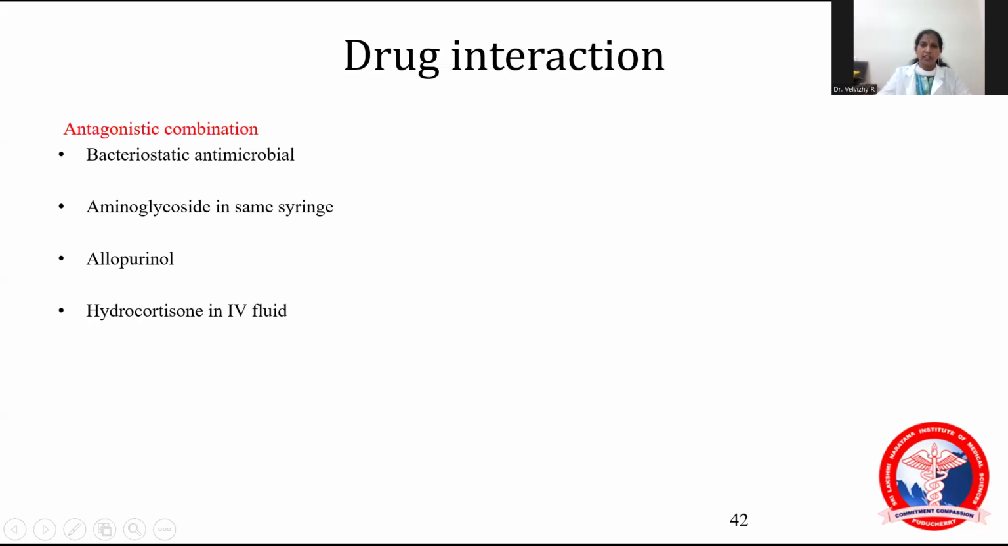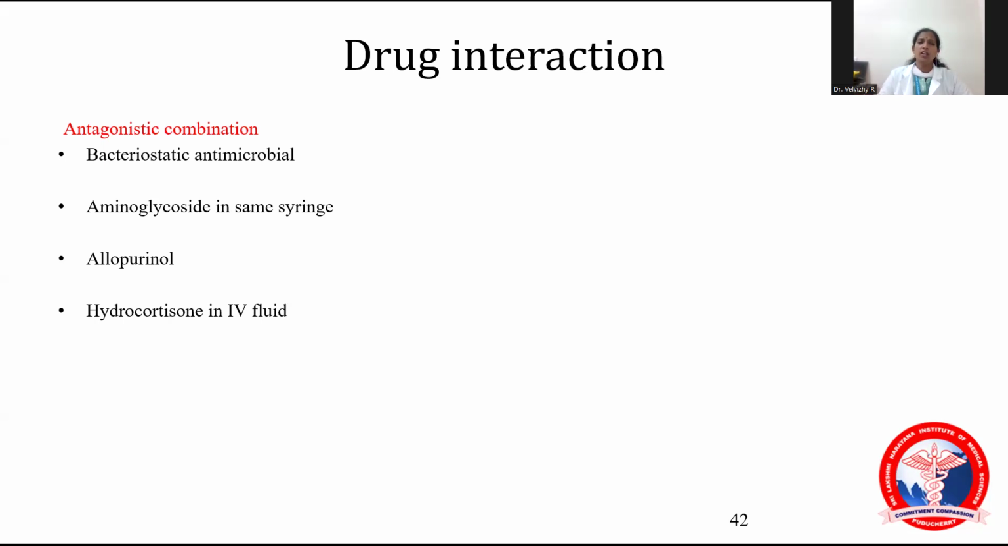Coming to drug interactions of penicillin, some drugs will produce an antagonistic effect and some will produce a synergistic action. For antagonistic action, one is a bacteriostatic drug. I told you beta-lactam antibiotics are bactericidal. So a bactericidal drug should always be combined with a bactericidal one, and a bacteriostatic with a bacteriostatic. We should not combine bactericidal drugs with bacteriostatic drugs. If you combine them, the efficacy will be reduced.